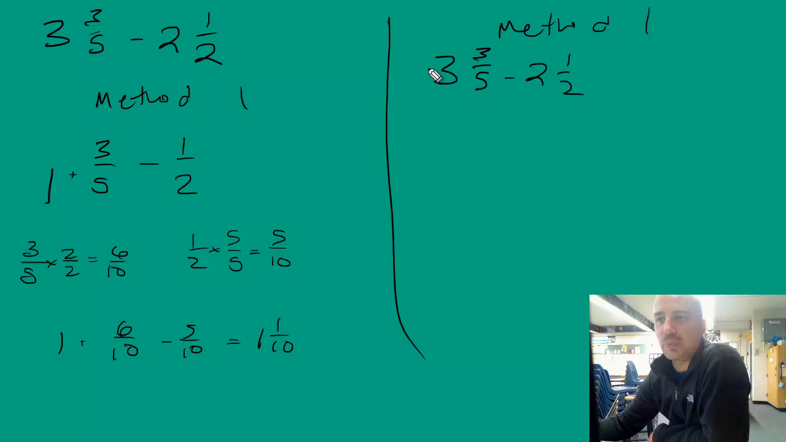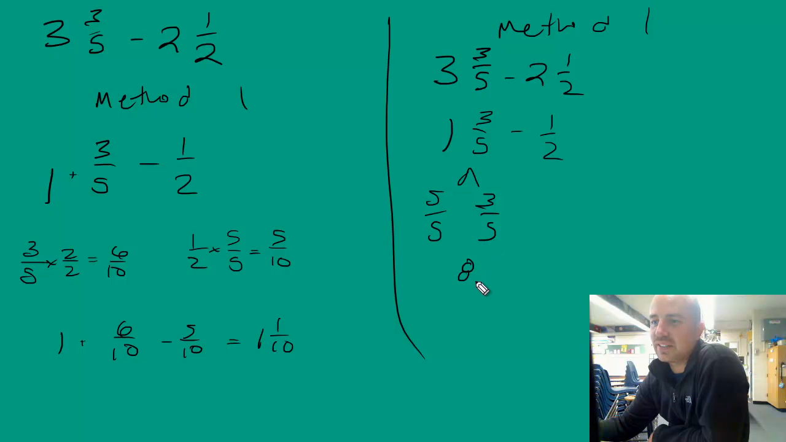I'm still going to deal with that whole number first. I'm still going to take my 3 minus my 2 and get to my 1. So I'm going to have 1 3/5 minus my 1/2. And then I'm going to go about doing that, where I'm going to have my 5/5, and I'm going to have my 3/5, and that's going to total up to be 8/5. And I'm going to do 8/5 minus 1/2.